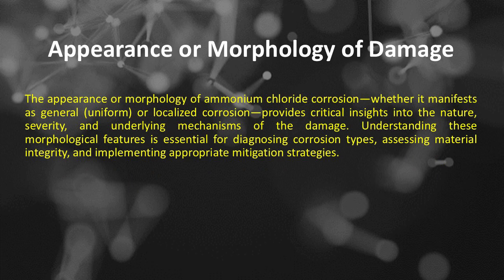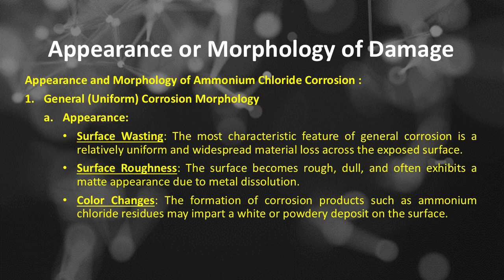The appearance or morphology of ammonium chloride corrosion, whether it manifests as general, uniform, or localized corrosion, provides critical insights into the nature, severity, and underlying mechanisms of the damage. Understanding these morphological features is essential for diagnosing corrosion types, assessing material integrity, and implementing appropriate mitigation strategies. Appearance and morphology of ammonium chloride corrosion includes: number 1 is general or uniform corrosion morphology.